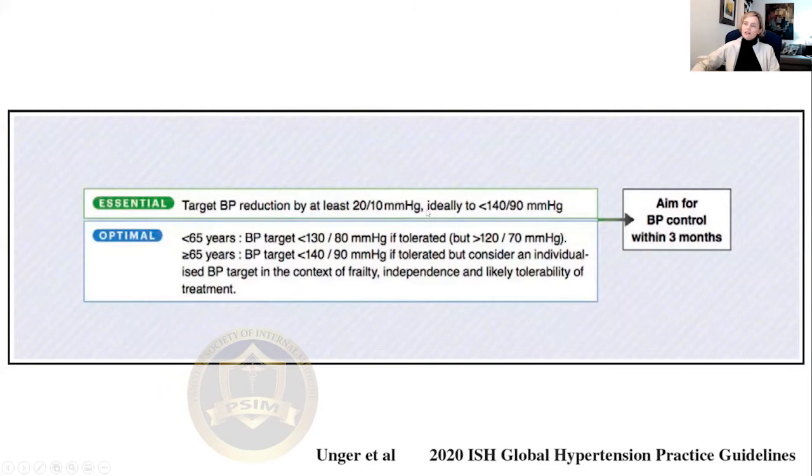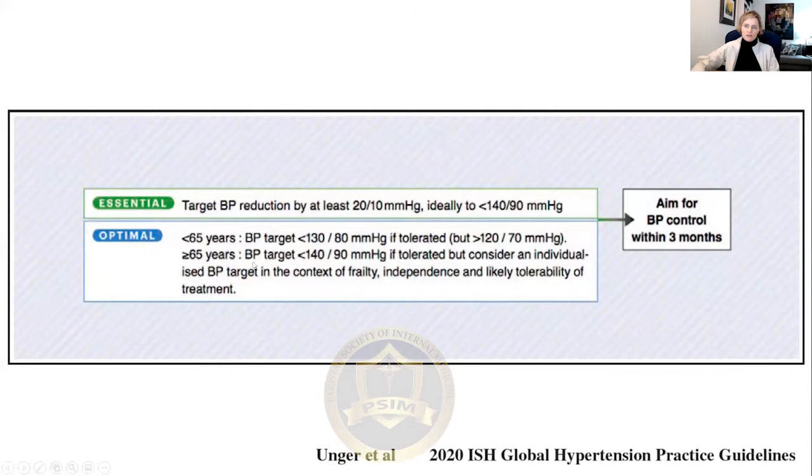In the ISH guidelines, the target for treatment in patients older than 65 years is indicated as less than 140/90 if tolerated. But again, as I've mentioned before, always consider the individual blood pressure target in the context of their frailty and their independence and likely tolerability of treatment.